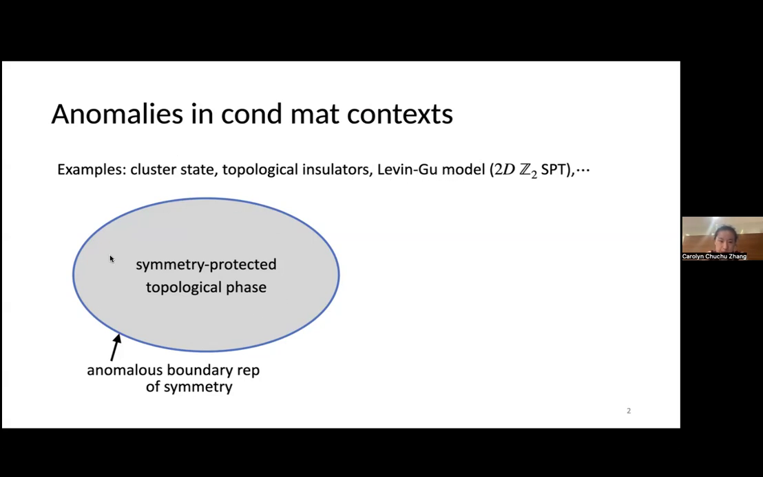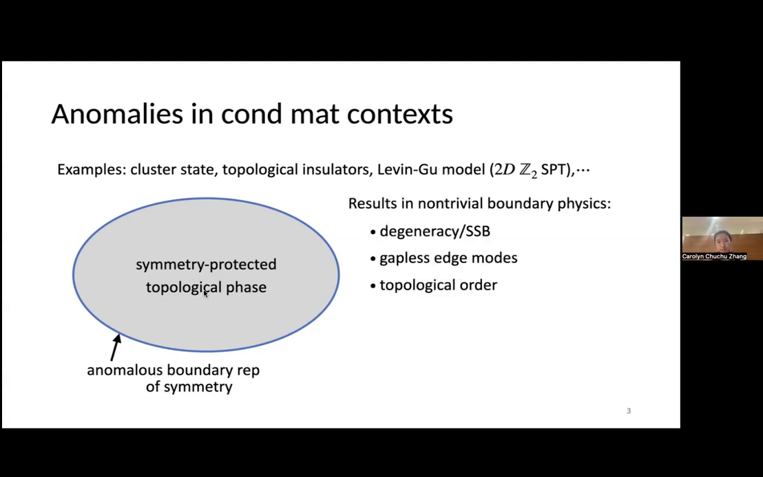And these SPTs tend to look rather boring in the bulk. The symmetry is represented in a nice on-site way in the bulk, and it's a nice insulator in the bulk, but there's usually some non-trivial boundary physics. So for example, the boundary might host some degeneracy or spontaneous symmetry breaking. There may be gapless edge modes. If you have an SPT in 3 dimensions, you have a 2 plus 1D boundary, and there might even be topological order on the boundary. So what we usually find in the context of SPTs is that the bulk is rather boring, but the boundary, which hosts this so-called anomalous representation of the symmetry, has constraints so that it's actually rather non-trivial.